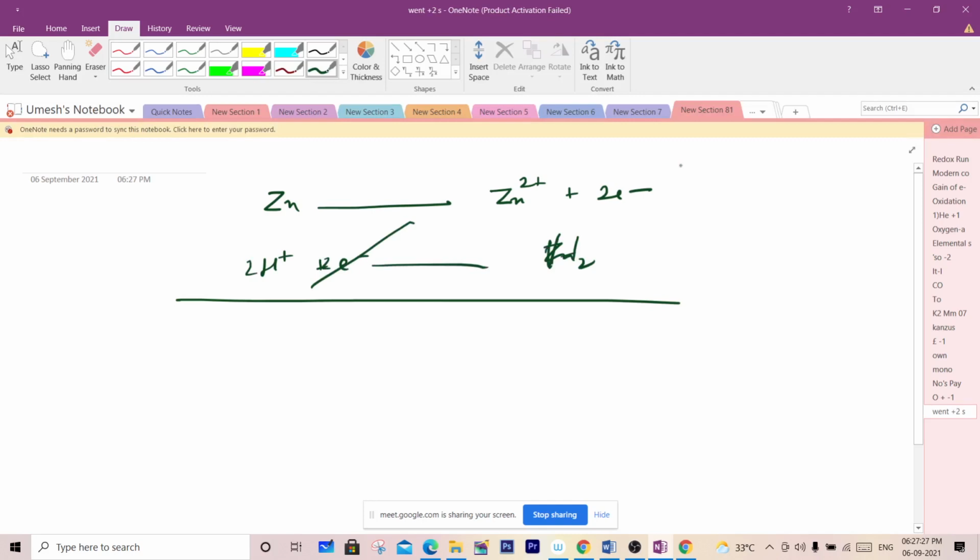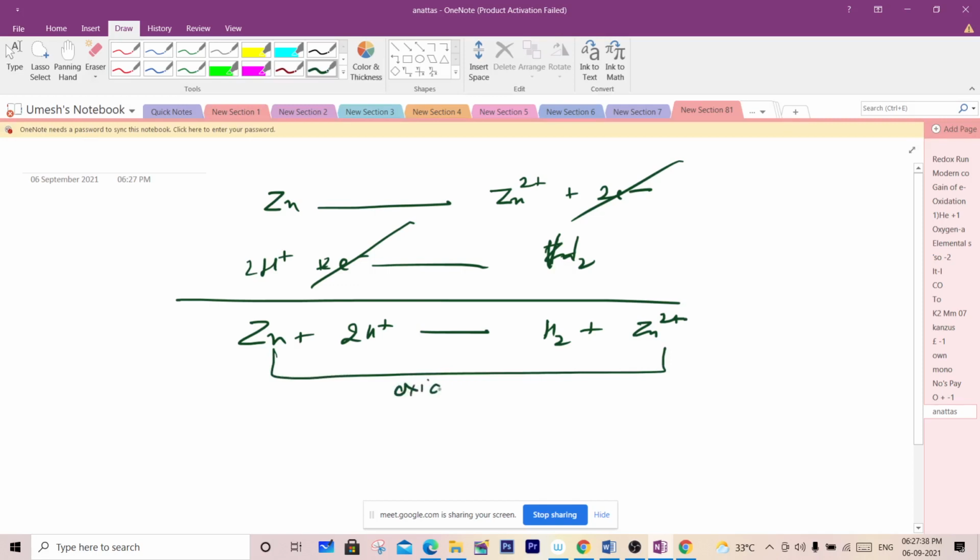If we add the two equations, what we have is 2H positive ion to give H2 plus Zn2 positive. Got it? So zinc is undergoing oxidation. It is losing electrons because of the H positive ion. So this is an oxidizing agent, sorry. In the presence of the H positive ion, zinc is losing electrons. Otherwise, it would not have lost. The H positive ion is the oxidizing agent, and the electrons lost by the zinc are gained by the hydrogen. It means this zinc is the reducing agent.